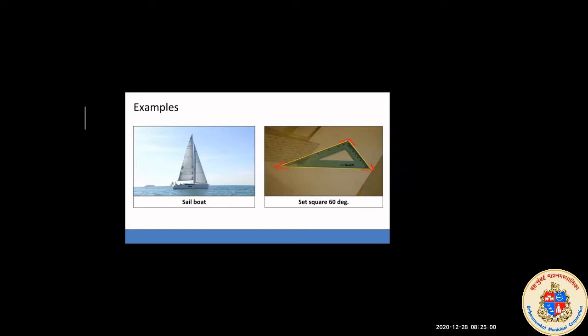Examples of a scalene triangle are a sailing boat and a set square. If you measure the set square that is available in the geometry box, you will come to know it has different measurements. So it is an example of a scalene triangle.